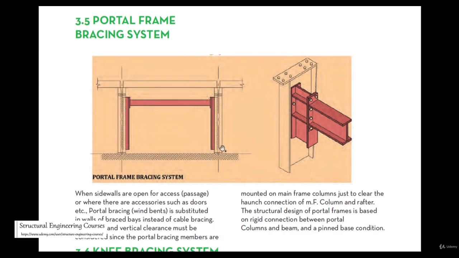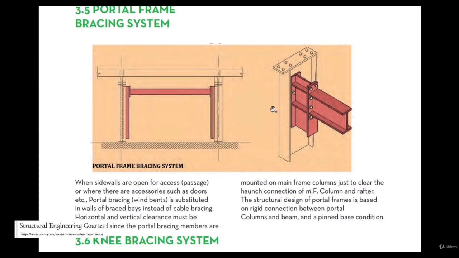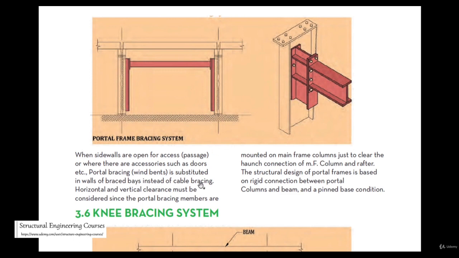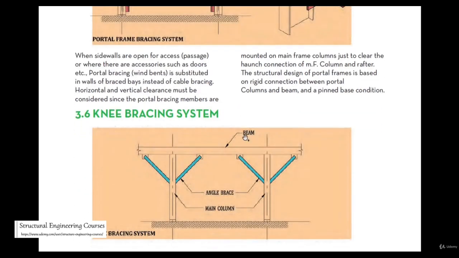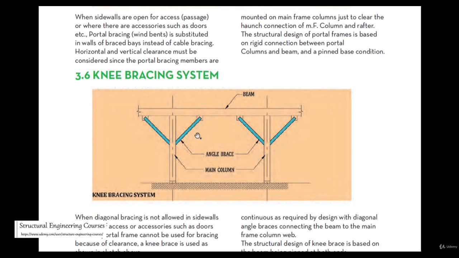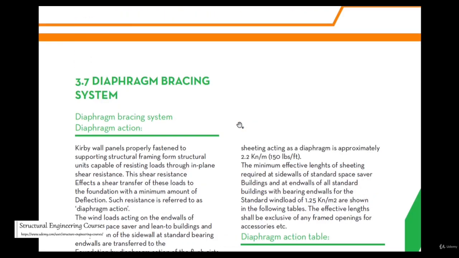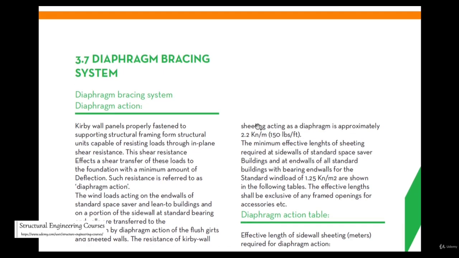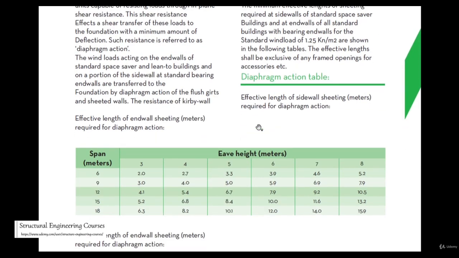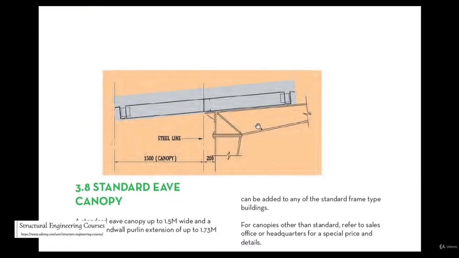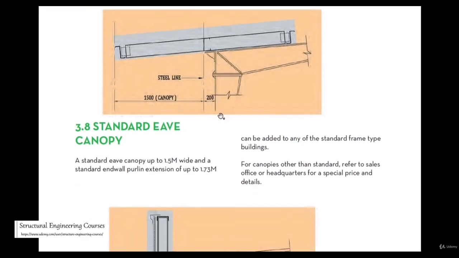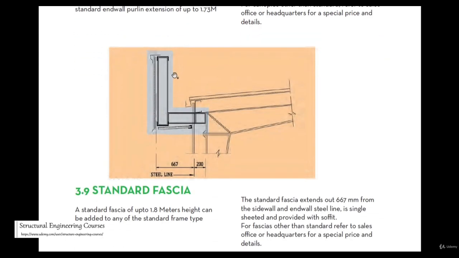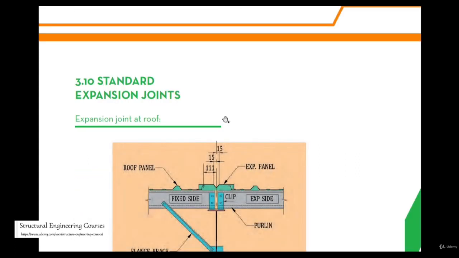This portal frame bracing arrangement that we had initially discussed also can act as a substitute for the cable bracing arrangement. Knee bracing we had also discussed earlier, that is, when diagonal bracing is not allowed in sidewalls because of excess openings, we can use this knee bracing arrangement. And after that, the diaphragm bracing system also, and this is a standard eave canopy that they had explained here. So this was the fascia arrangement that they had shown here.